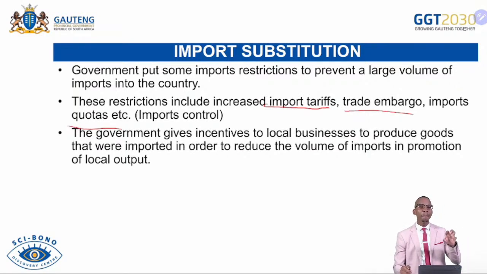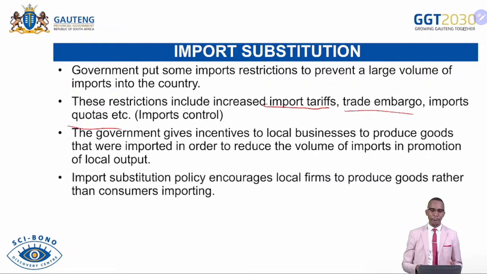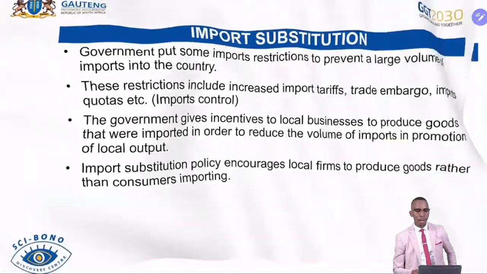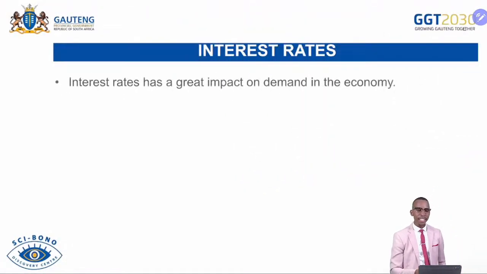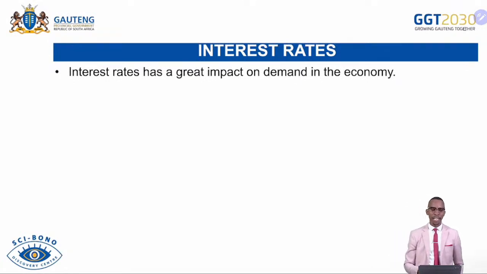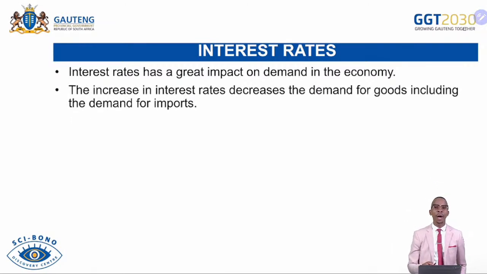By preventing imports through the import substitution policy, the country has a lower level of imports while it's exporting. That will also reduce the balance of payment deficit, or what we call the current account deficit or trade deficit. Interest rate can be used again by the Reserve Bank. We know that the interest rate has a great impact on the demand in the economy. If interest rate is lowered, local consumers find themselves being able to do what? To get loans and import even goods and services from abroad.